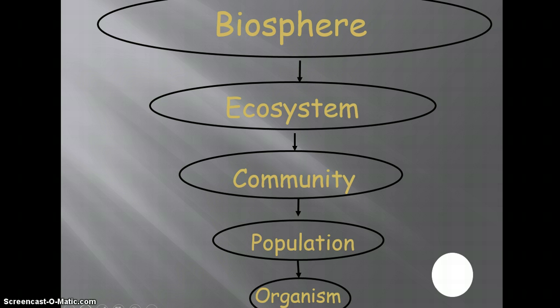In ecology, our planet is kind of broken down into different categories. There's the biosphere. Some people between biosphere and ecosystem will put a biome. It's an area with a specific climate, which in turn will bring about specific animals living in that area. An example of a biome is the rainforest or deciduous forest. Then we have ecosystems, community, population, and organisms.